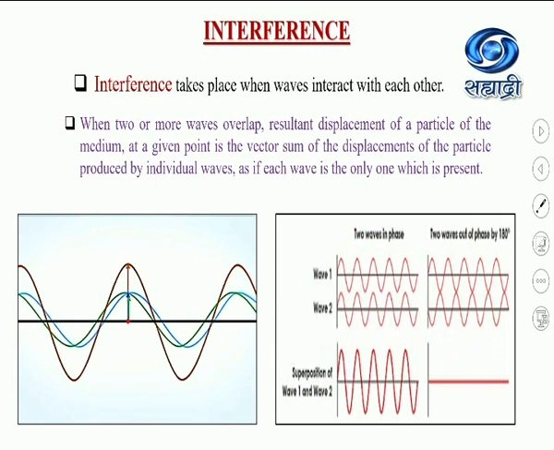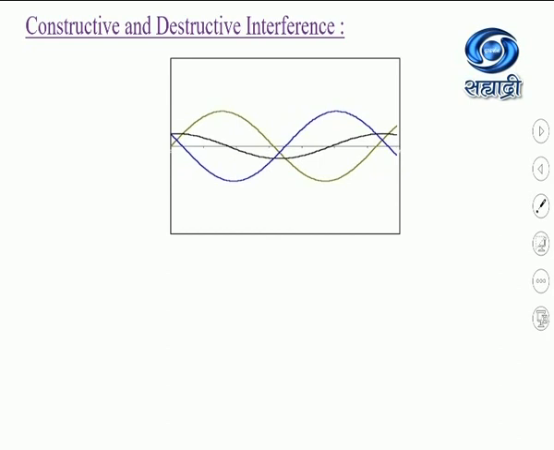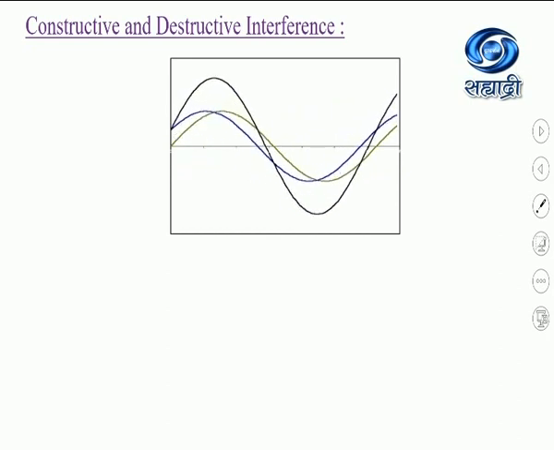As the intensity of wave is directly proportional to the square of amplitude, so where the waves overlap in phase, the intensity of the wave is maximum, and where the waves interact out of phase, the intensity of the wave is minimum. This modification in the intensity of wave due to superposition of waves is called as interference of waves. Now, interference can be of two types: constructive interference and destructive interference.